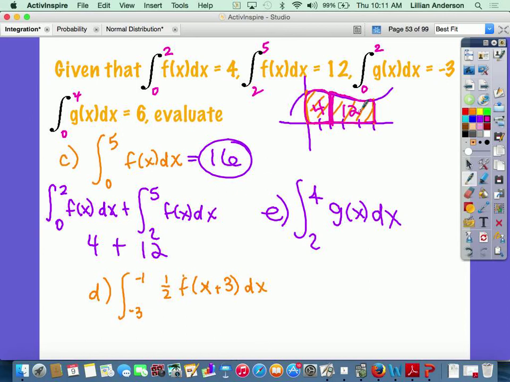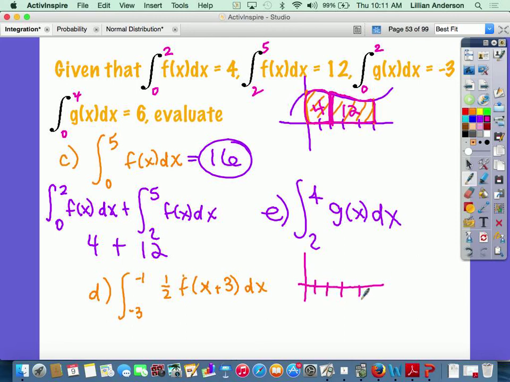Let's do E first before we do D, because D probably might throw you off a little bit. Look at E. It's from 2 to 4 of g of x dx. Do I have a 2 to 4? No, so what do you think I can do to get that area? I can subtract from 0 to 2 from the 0 to 4. Very good, okay? Same type of concept, right?